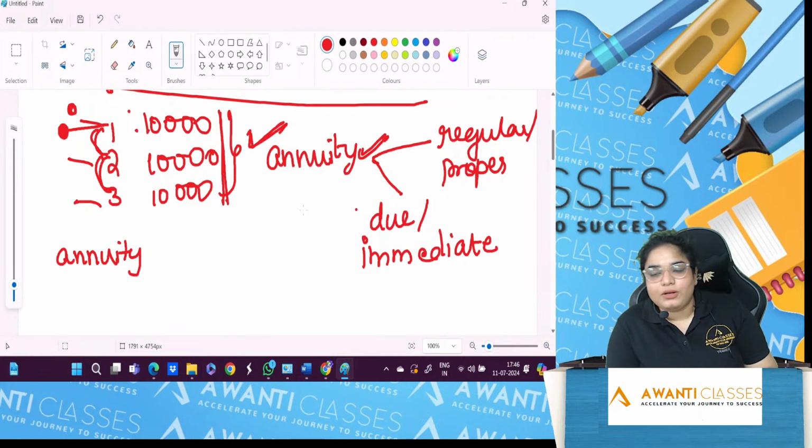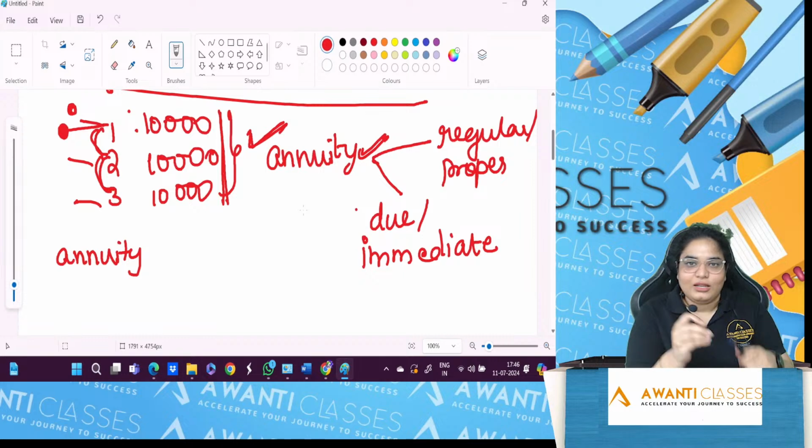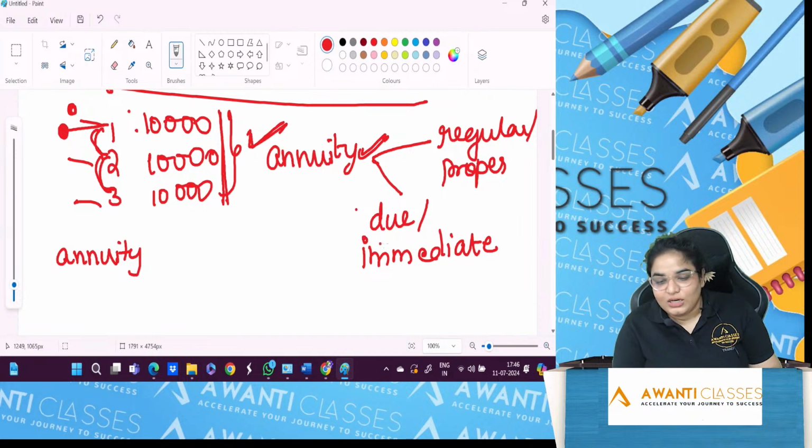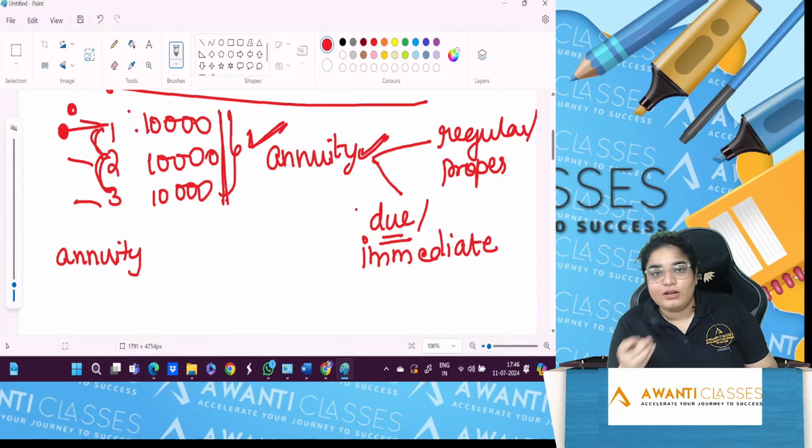The biggest example is rent. If you think about it, every month in the beginning you will give, no? If you want to live in July, you will pay rent. August, if you want to live, August 1st only you will pay rent, correct? That is annuity due. Why? Starting of the month you pay the rent. So starting of the month, whenever you give a fixed amount, it is annuity due.